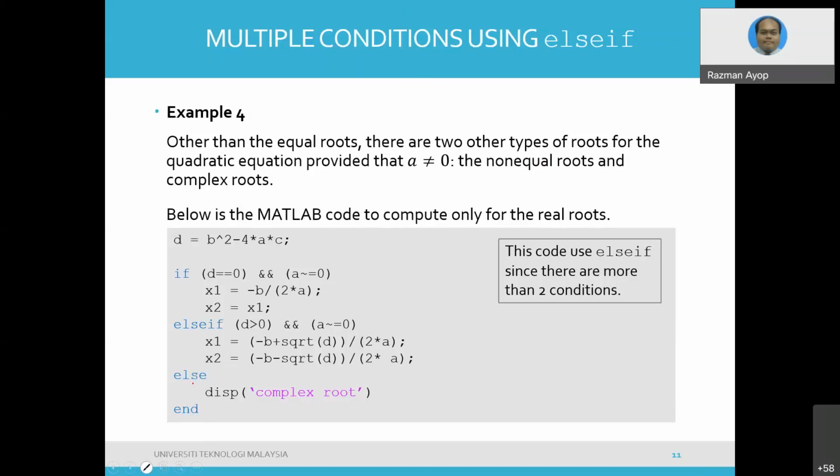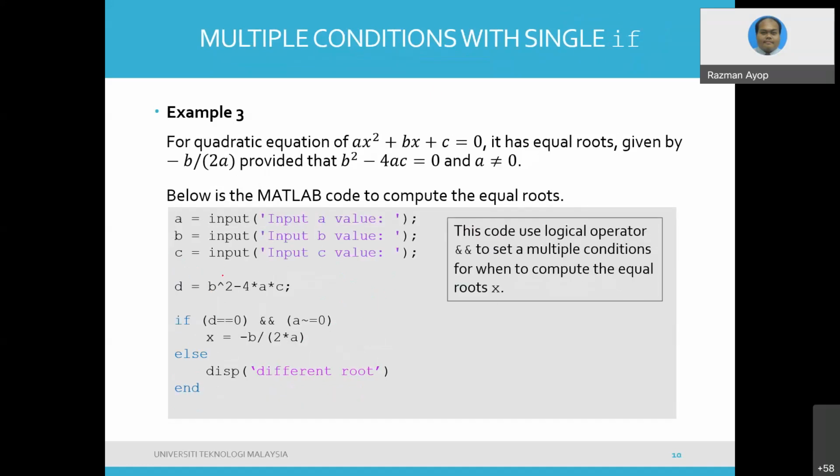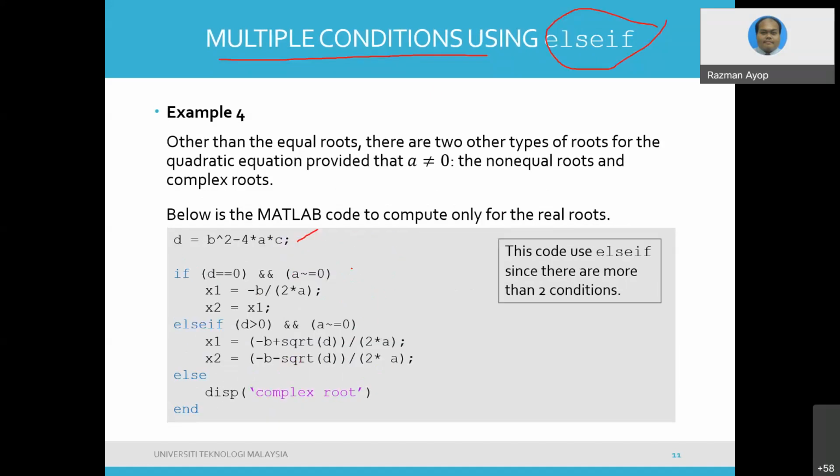We continue with the next part, multiple conditions. Basically you just include else if. It is the same problem, but right now remember you have b squared minus 4ac: equal to 0 has the same root, more than 0 has two real roots, and less than 0 has a complex root. So you have three conditions. What happens if you have three conditions? This part is the same here, and this is also the same.